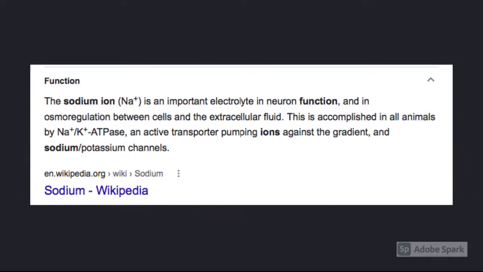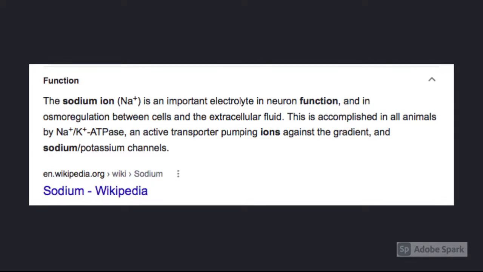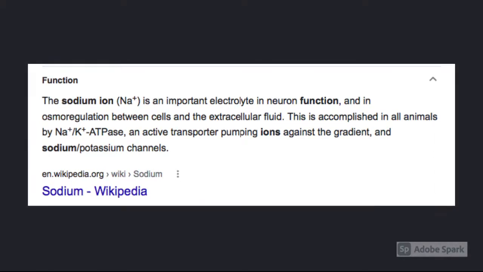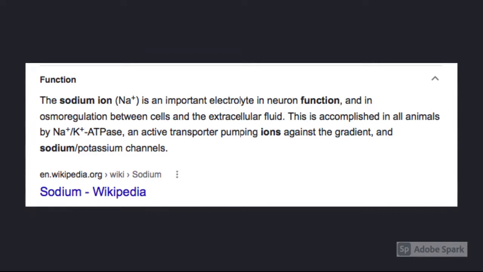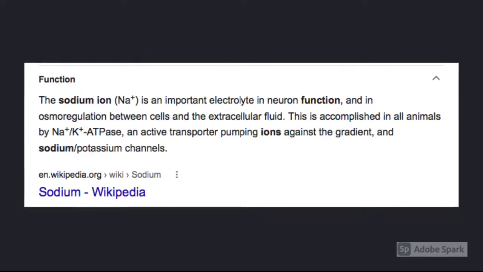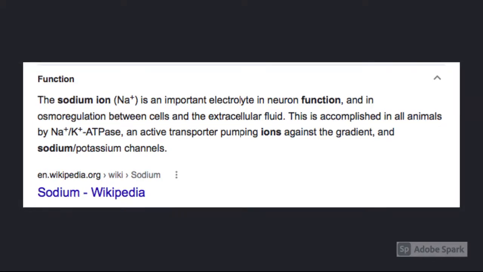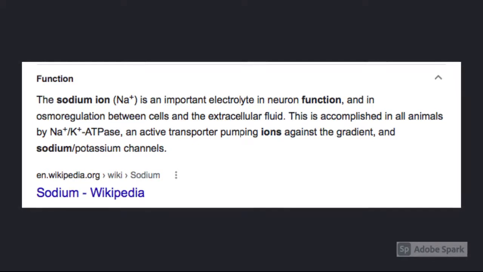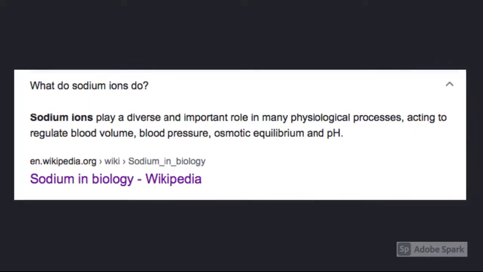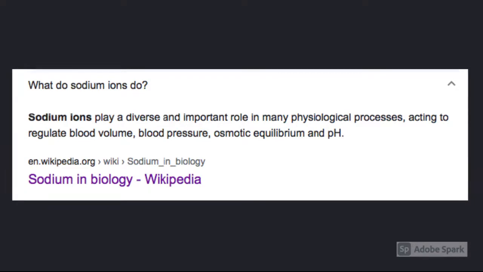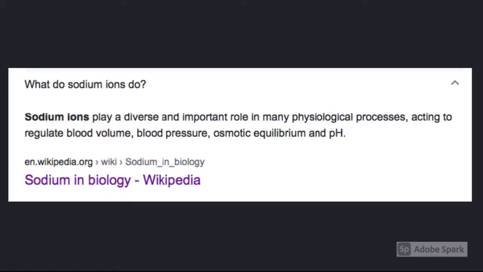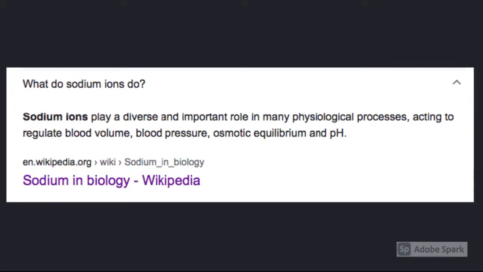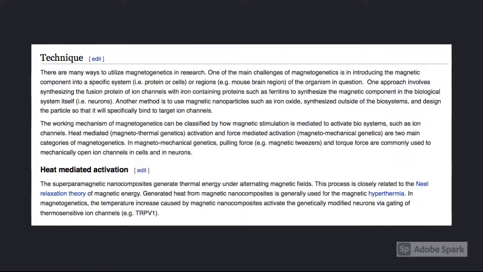Function. The sodium ion, Na+, is an important electrolyte in neuron function and in osmoregulation between cells and the extracellular fluid. This is accomplished in all animals by the Na+/K+-ATPase, an active transporter pumping ions against the gradient, and by sodium-potassium channels. What do sodium ions do? Sodium ions play a diverse and important role in many physiological processes, acting to regulate blood volume, blood pressure, osmotic equilibrium, and pH.